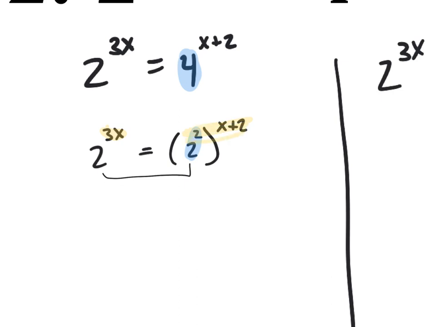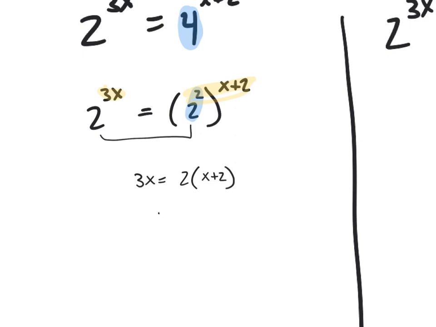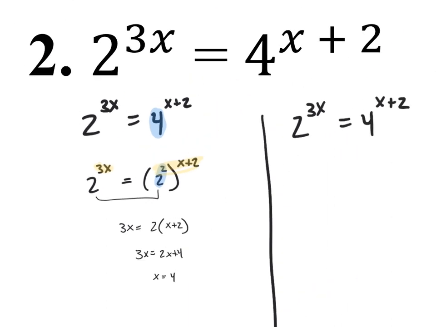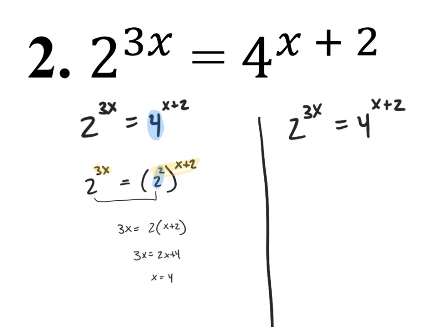So when I do that, I'll get 3x is equal to 2 times x plus 2. So we have 3x is equal to 2x plus 4. Subtract 2x from both sides, and we'll get that x is equal to 4. And you can double check this with calculators, and if you don't believe it, you can plug 4 back into both those original equations and it will work.